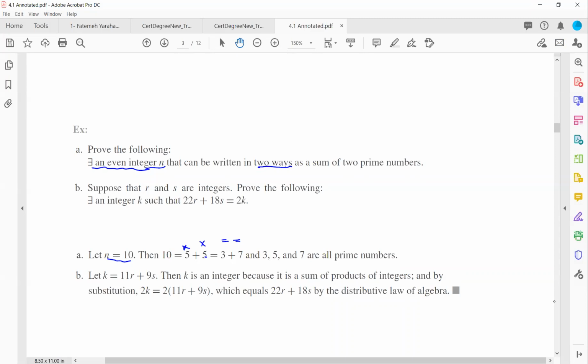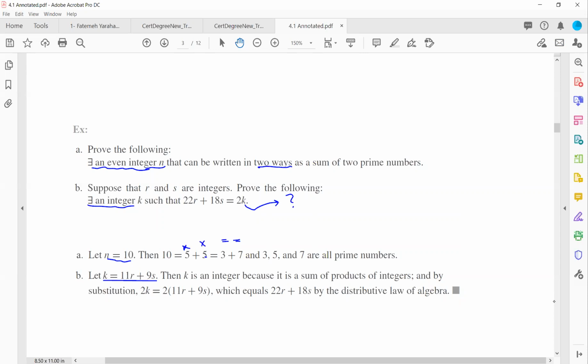Part B. Suppose R and S are integers. Prove the following existential argument: there is an integer k such that 22R plus 18S is equal to k. So we're looking for this k. What is this k value? If we define k to be 11R plus 9S, then we're done.